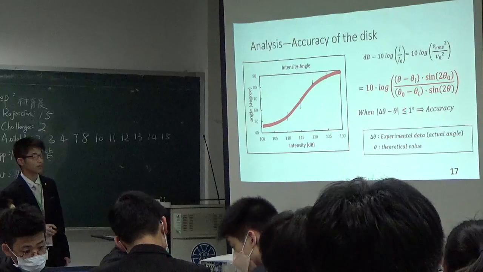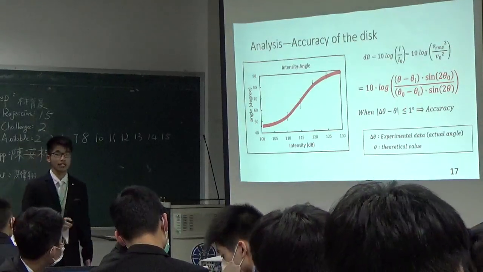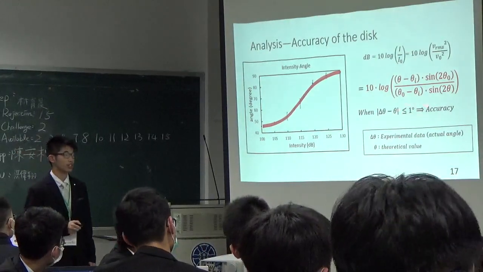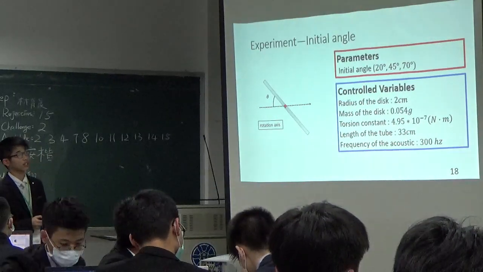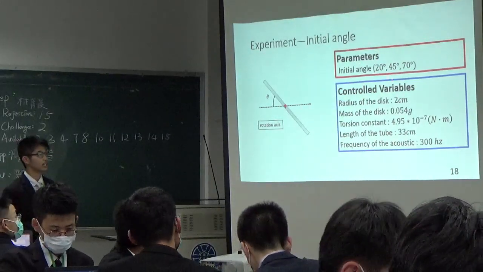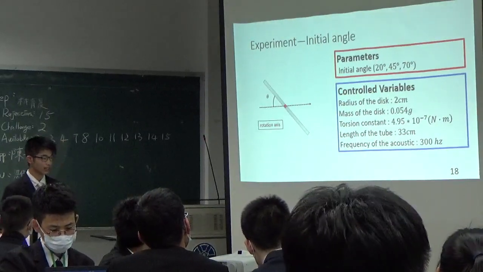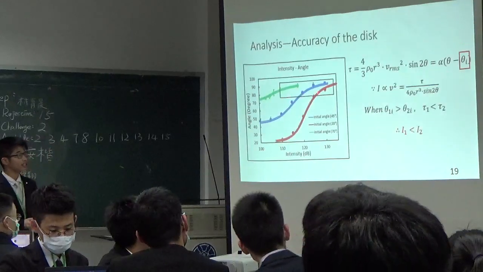This is 1 degree because the significant figure is 1 decimal place. And the first experiment we did is the initial angle. We change the initial angle to measure the different tilting angle at different sound intensity. And this is a graph.